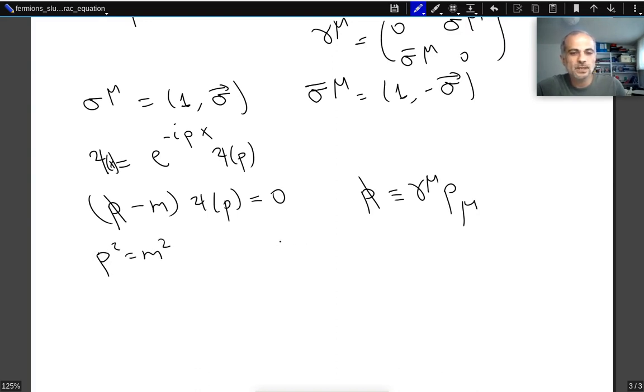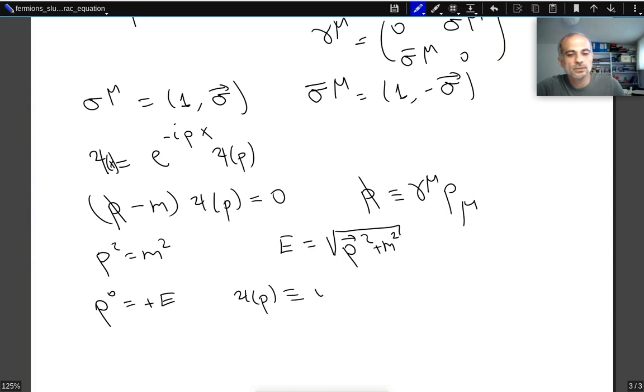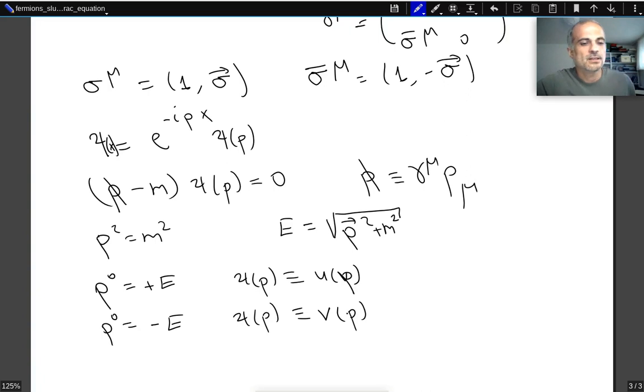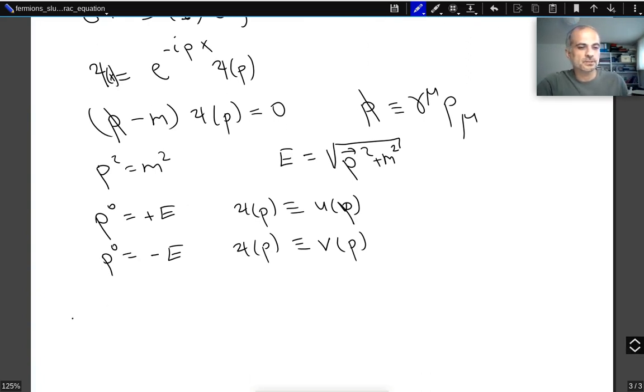Now we already had seen that for these particles p squared should be equal to m squared. I will keep denoting E as the positive energy, square root of p squared plus m squared, but p0 can take two values. p0 is either plus E, in which case I will denote psi of p as u of p, or p0 can be minus E, in which case I will represent psi of p by v of p. First let's look at the explicit solutions for p0 equal to E.